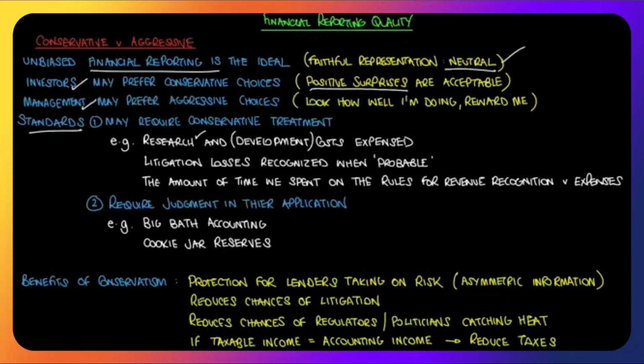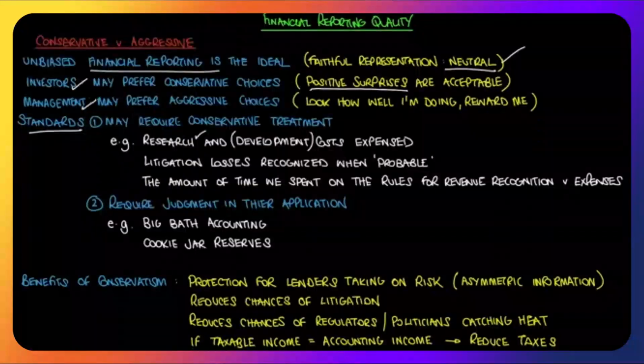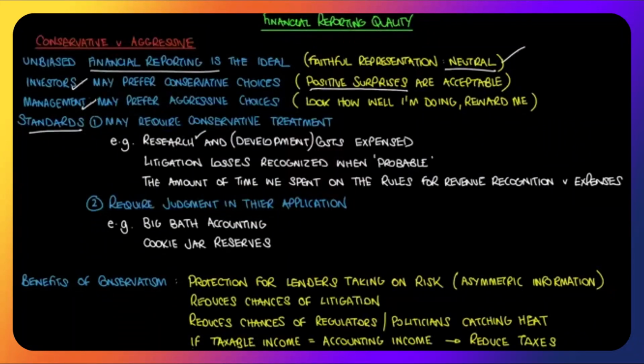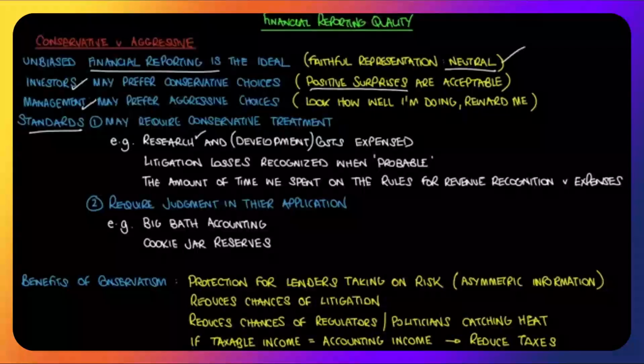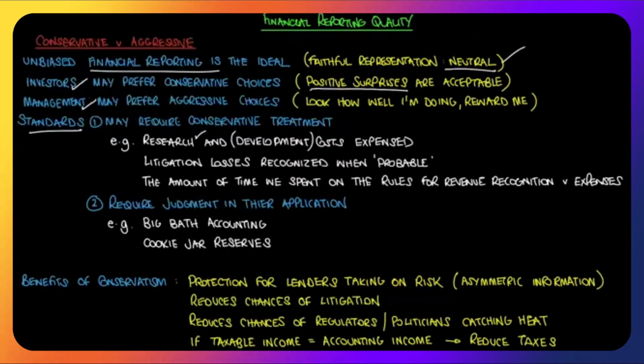But the basic rule is they're expensed. Litigation losses recognized when probable. Now, you're probably aware of a litigation process. Hopefully you've not been through one yourself, but you're probably aware how long these things can drag on. Months, years, decades sometimes. Yet as soon as the accountants decide it's probable, it's recognized, it's in there, despite the fact you might not pay this loss for another 3, 4, 5 years.